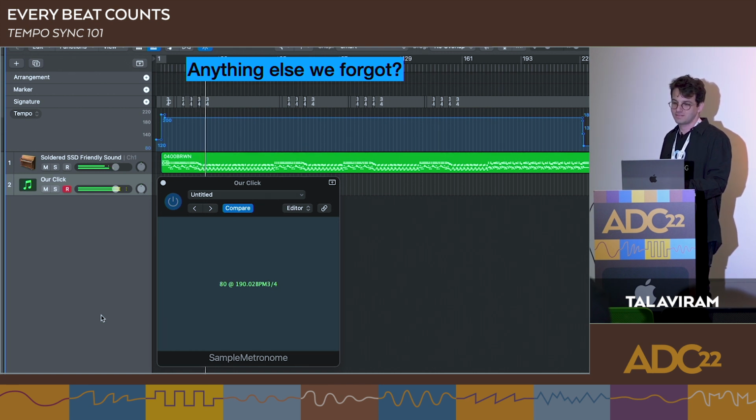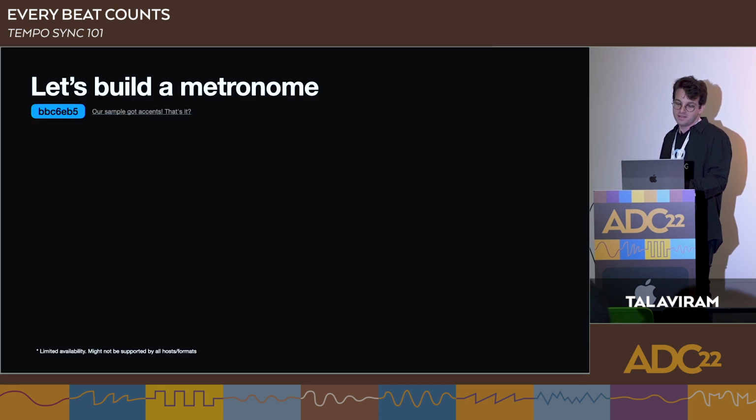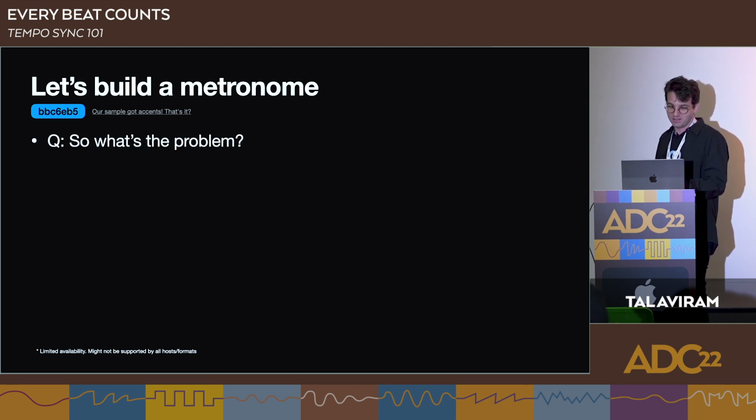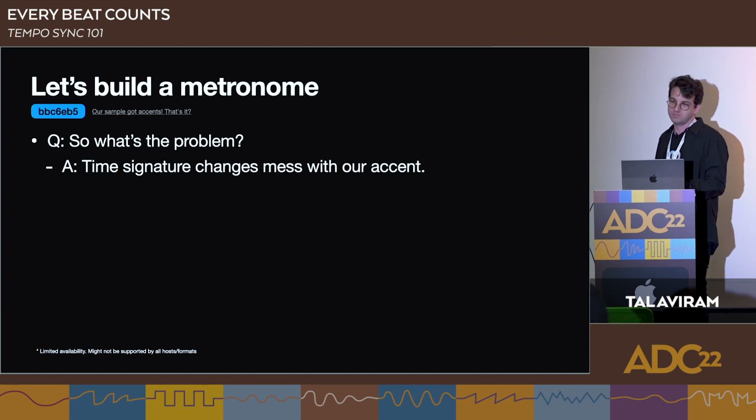Actually, I got a bug report, and the guy sent me Gojira, if anyone knows them, which is death metal. It has a lot of tempo changes. My drummer is going crazy. It's not working. So we know what the problem is. The time signature changes mess up our accent.